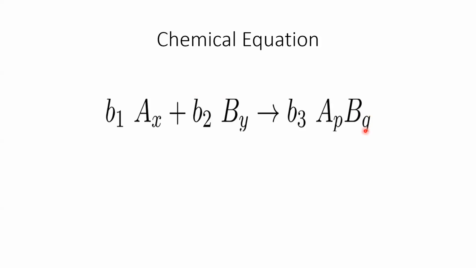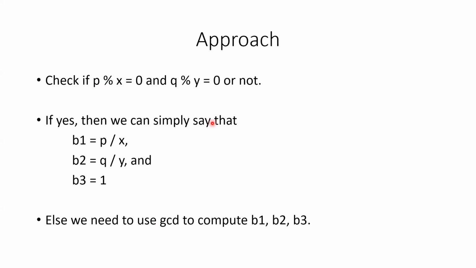Q is the subscript of Y, and Y is a subscript of B on the reactant side; Q is on the product side. So we also need to check whether Q mod Y is coming out to be 0 or not. If these two conditions are true, then we need to do just these three operations.